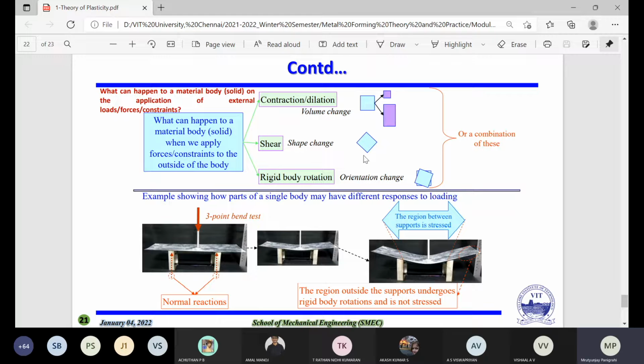In the previous slide I have mentioned this. Then the next one we have is the rigid body rotation. If you want to make some rotation or orientation change, if the orientation of the crystal changes, then again you can find this kind of structure.